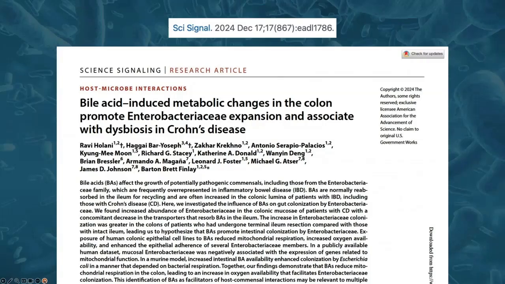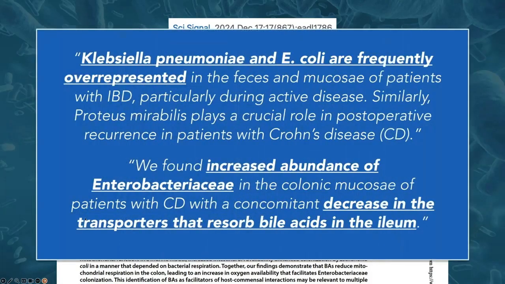To further underscore this association, especially in inflammatory bowel disease, this was a recent study published just a few months ago, where they linked an increase in bile acids in the colon to an increase in these inflammatory type bacteria, including E. coli. That's noted here in the title. And they also say Klebsiella pneumoniae and E. coli are frequently overrepresented in patients with IBD, particularly during active disease. They also note that Proteus is also commonly a part of that picture.